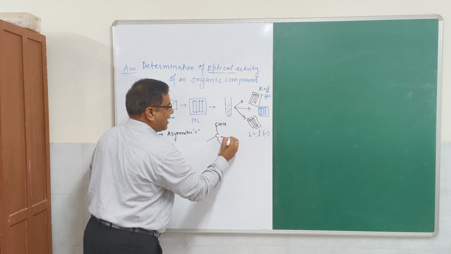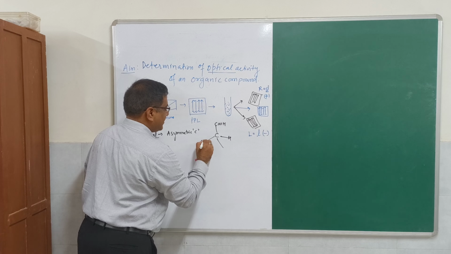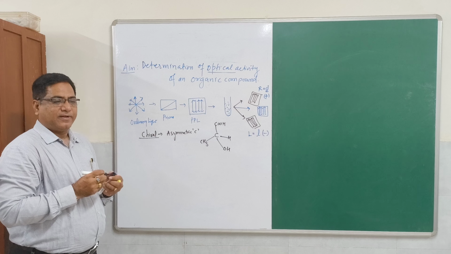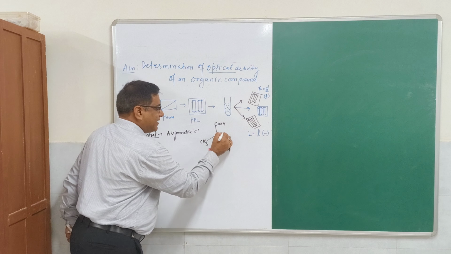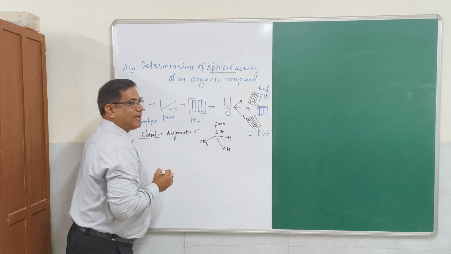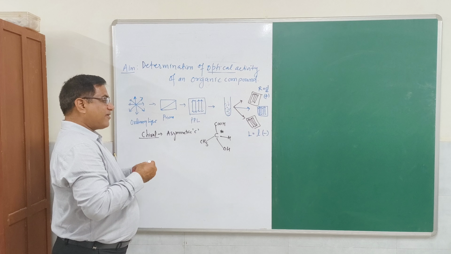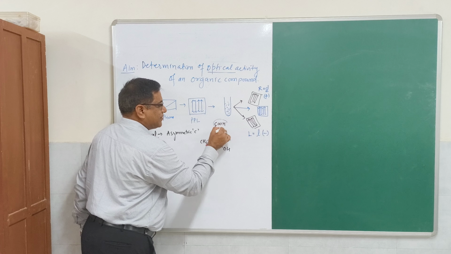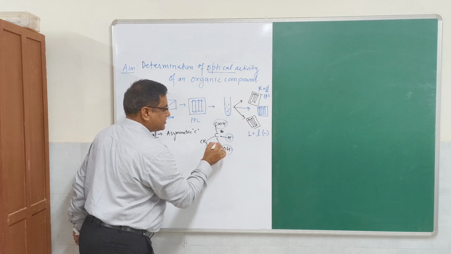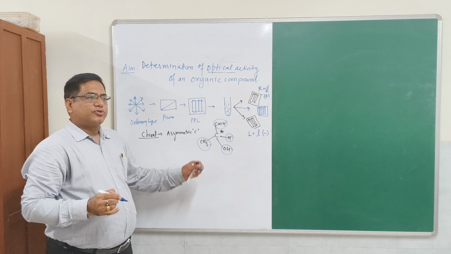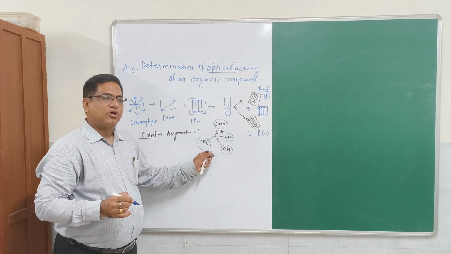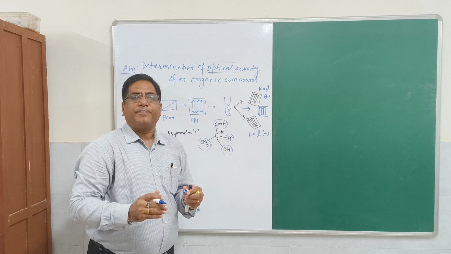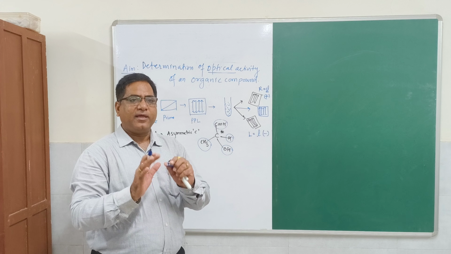I will take a chiral carbon, suppose. Here is CH3 and here is OH. This is an example. This carbon is called a chiral carbon because there are 4 different atoms or groups of atoms attached to it. This is 1, this is 2, this is 3, this is 4. Can we say this compound is optically active? Yes. Those compounds that have a chiral center are optically active.